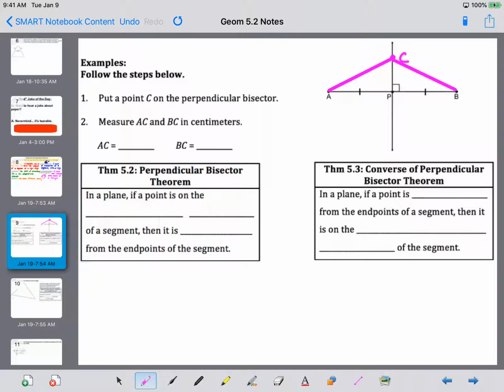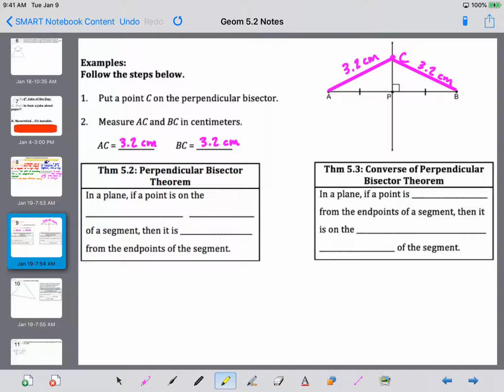So if I get out my ruler and measure this top segment on the left, I find that this is about 3.2 centimeters, just based on where I drew C. Yours might be a different length, so do measure it. It might change depending on where you put point C. And then this over here I measure, and I get 3.2 centimeters. So over here I'm just going to fill that in. AC and BC were both 3.2 centimeters. So that actually leads us to our first theorem.